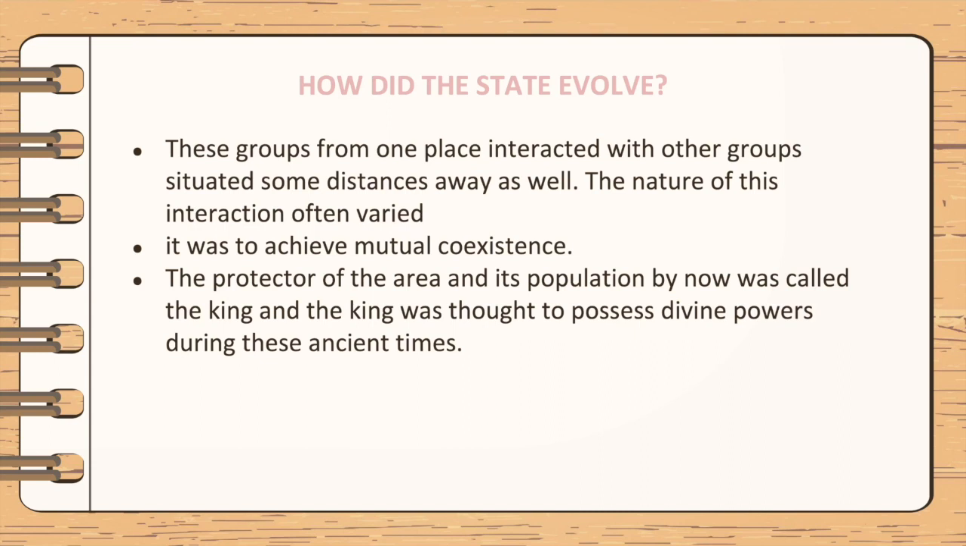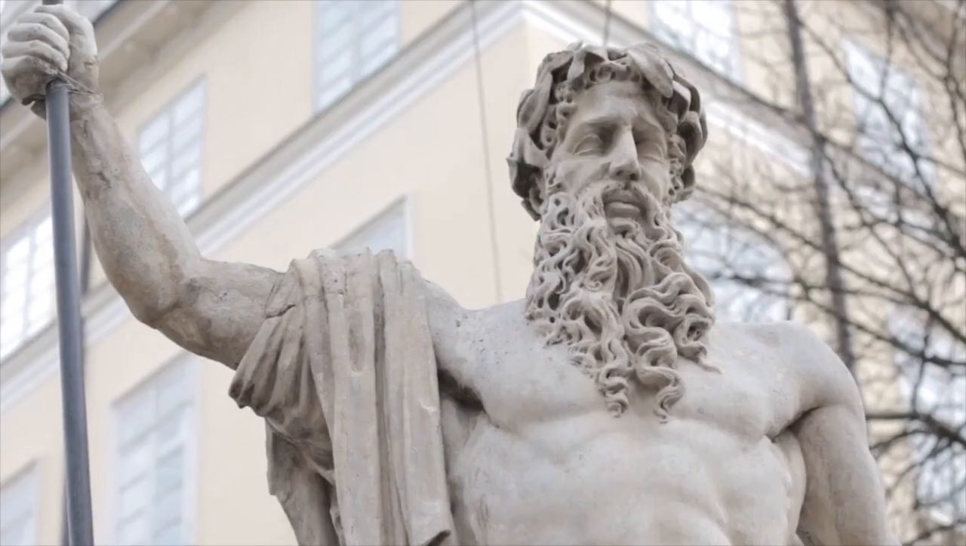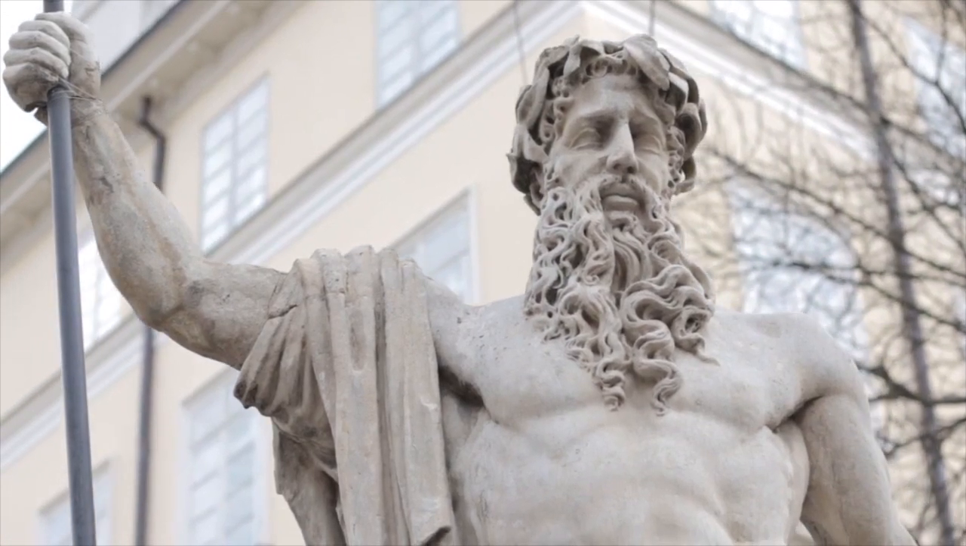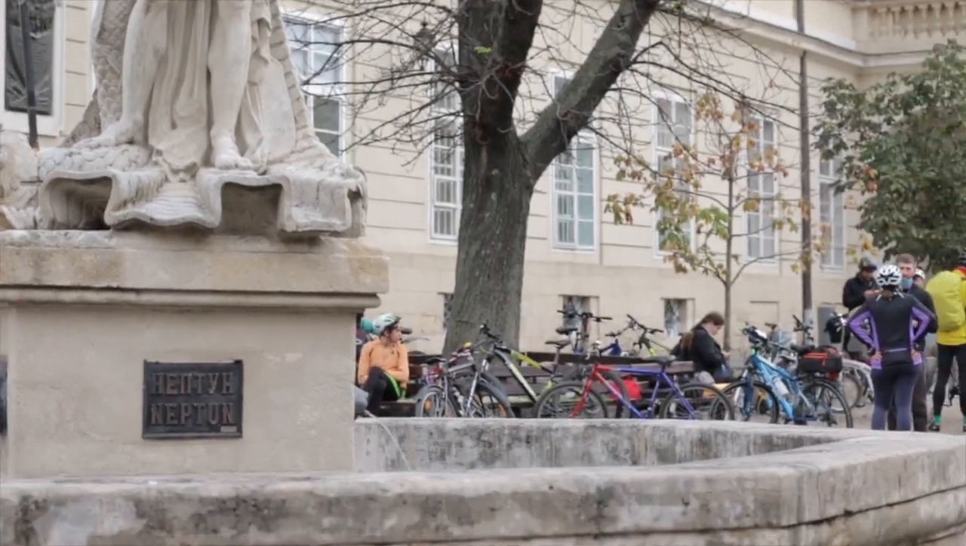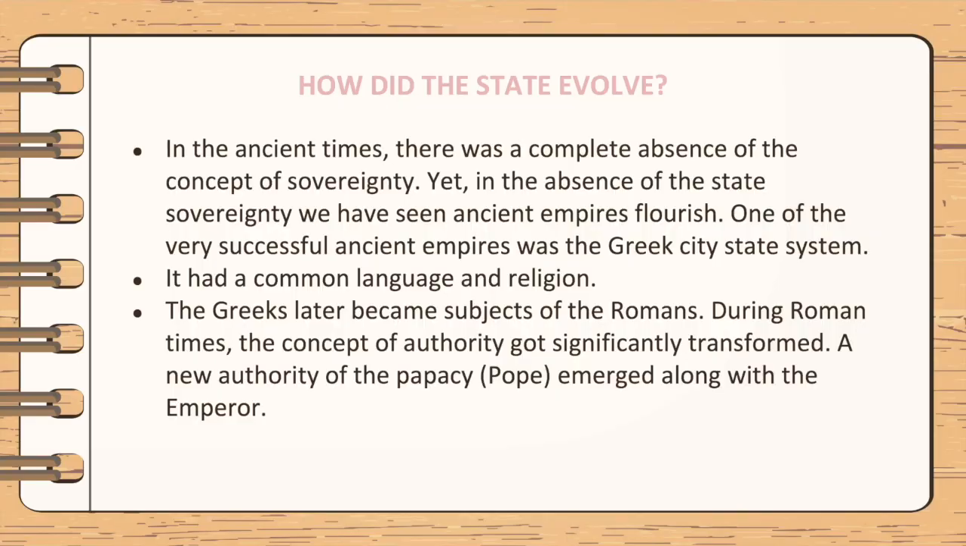The protector of the area and its population by now was called the king. The king was thought to possess divine power during these ancient times. In ancient times, there was a complete absence of the concept of sovereignty. But there are two concepts.